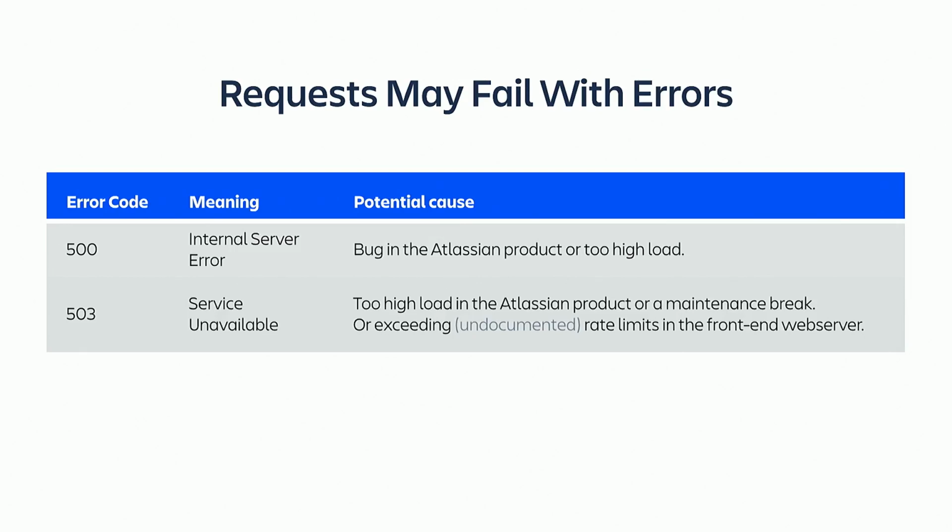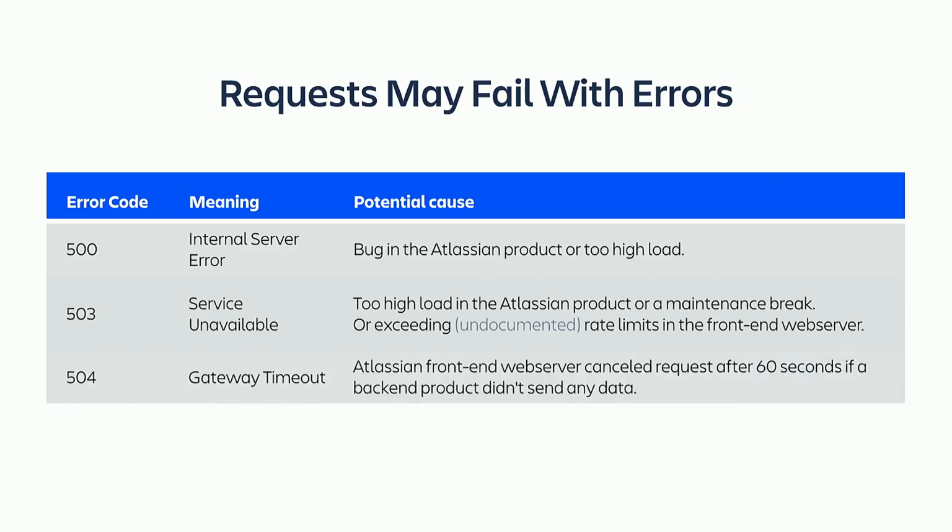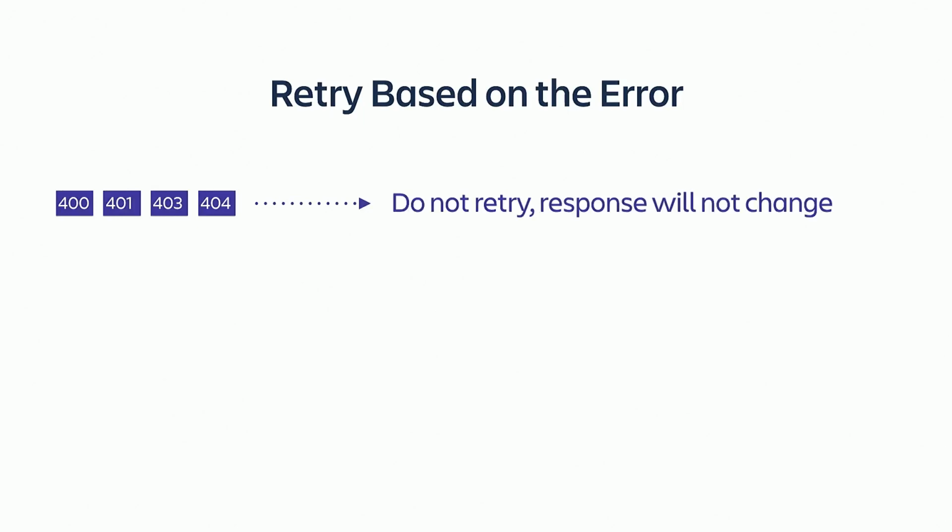Then there is 503, typically when there's some maintenance break or some front-end load balancer cut the requests, and 504 gateway timeout, which we have seen more often previously when the backend was exceeding a 60 seconds timeout. So you need to not fail everything after such a first failure. It is better to implement some retry strategy, but retry based on the error that you receive. The correct recommendation would be that on the 400 errors until 404, you should not retry because the response will not change. Unfortunately, that's not always the case.